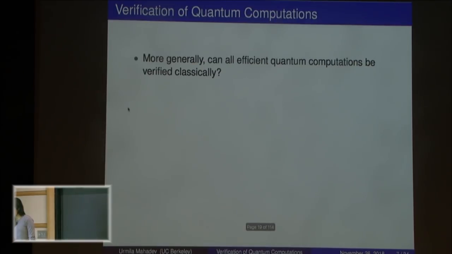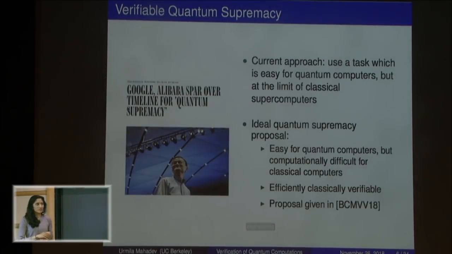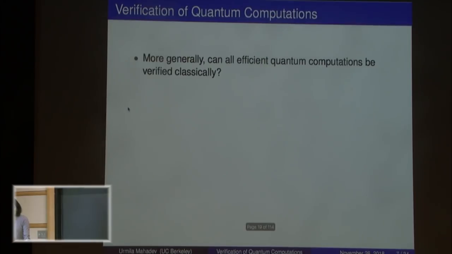Okay, so far I've talked about the question of testing with upcoming near-term quantum devices to reach the milestone of quantum supremacy. But this question of testing is relevant in a much more general setting. So once we pass verifiable quantum supremacy and we continue towards full-fledged quantum computation, the question of testing becomes even more relevant. And here what we're asking is if all efficient quantum computations can be verified classically.